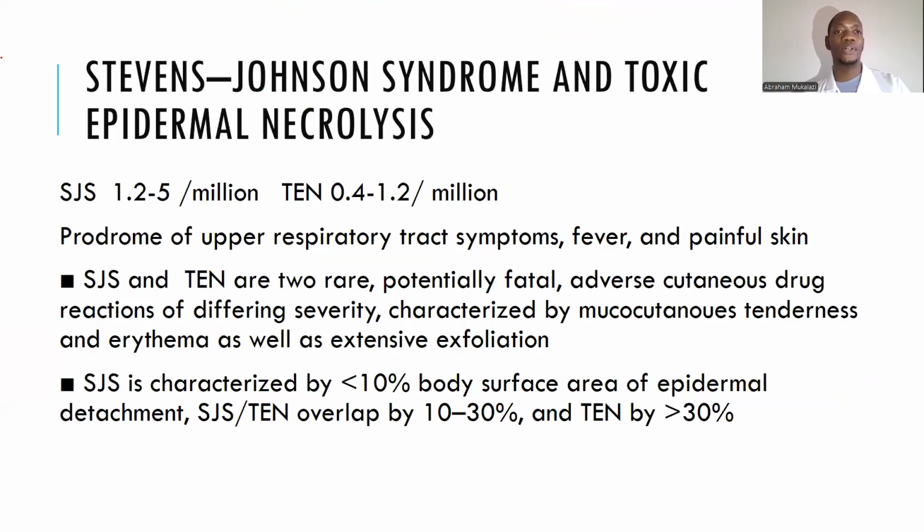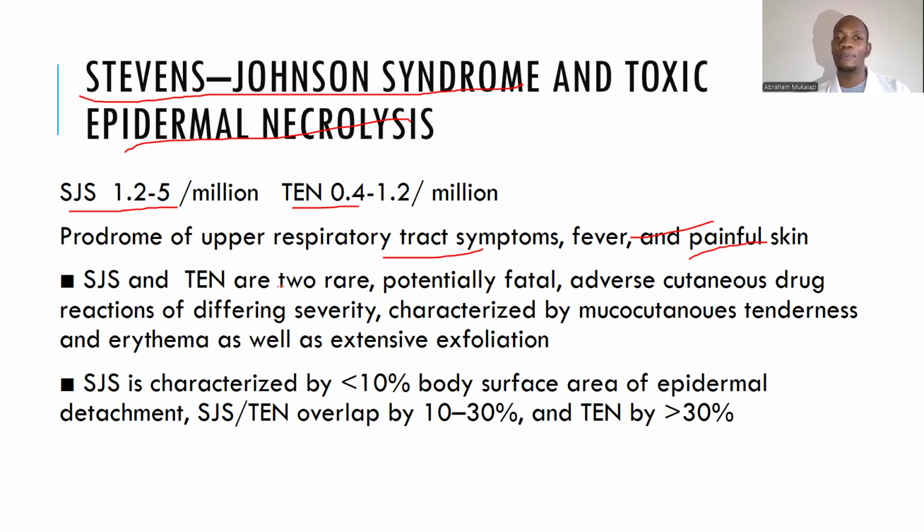The next drug reaction we call SJS, Stevens-Johnson syndrome, and then toxic epidermal necrolysis. At least people have an idea about these, because they are some of the conditions that we call dermatological emergencies. SJS has a prevalence of about 1.2 to 5 per million people. And then we have TEN, which occurs in about 0.4 per million people. Someone usually has upper respiratory tract symptoms like fever, cough, flu-like symptoms, and then a painful skin before they eventually end up with the blistering.